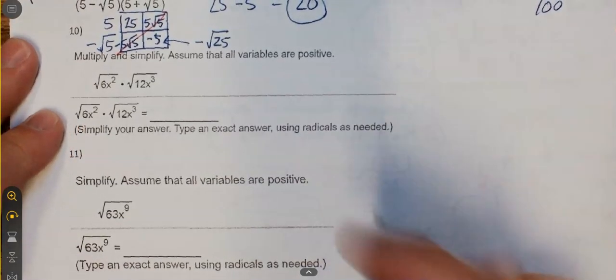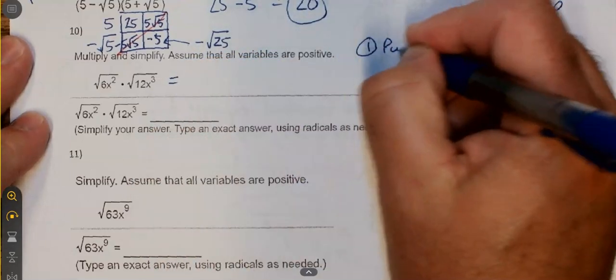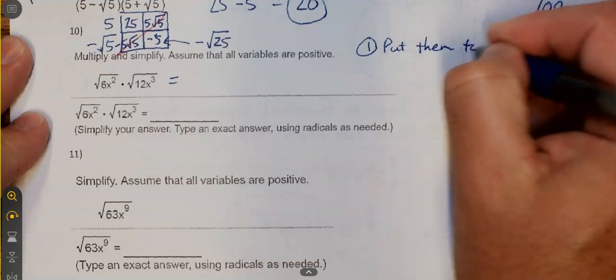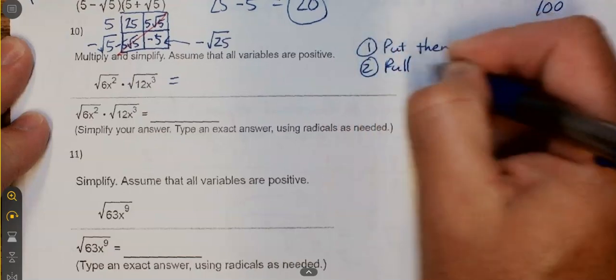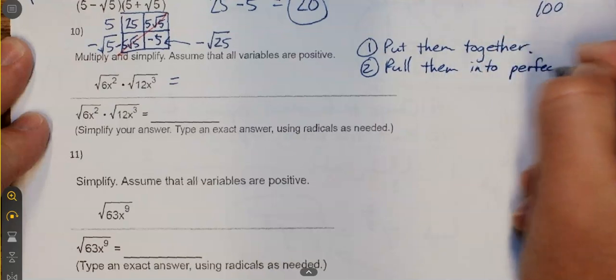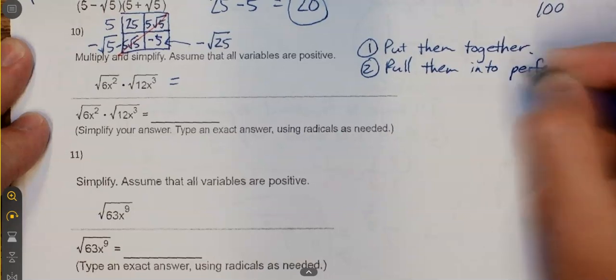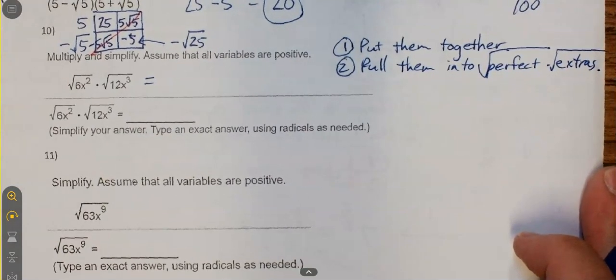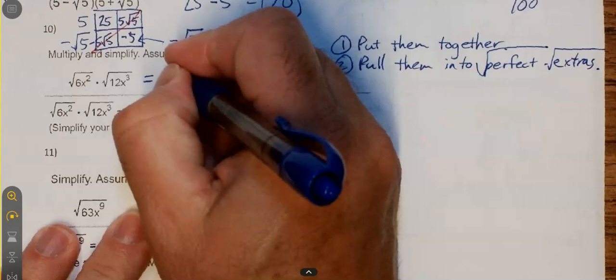We'll start question 10 here. May not finish it. We'll see. The idea is to, 1, put them together. 2, pull them apart into perfects and times extras. I guess I'll put radicals over them so that makes sense. That's the goal, is to put them together and then pull them apart into perfects and extras. So let's put them together and then we'll be ready for tomorrow.